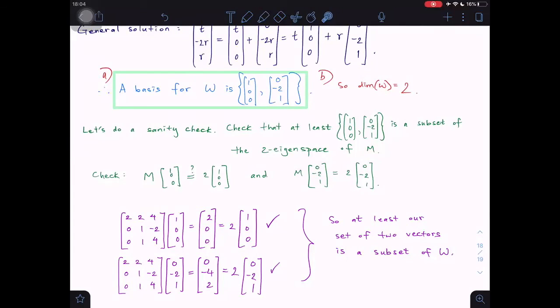This is the end of lecture 14A. We did a lot of row reduce in this lecture. In the next lecture, we will talk about ways to compute dimension of a subspace without having to do any row reduce. Thank you for listening.